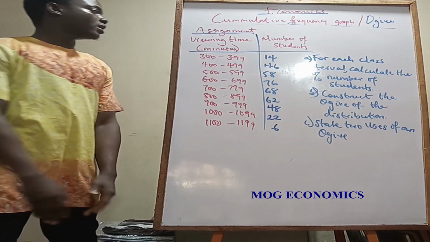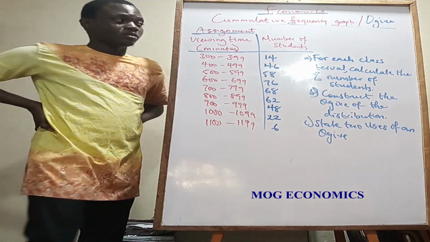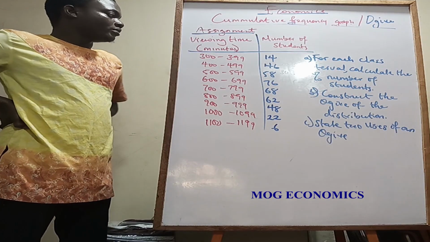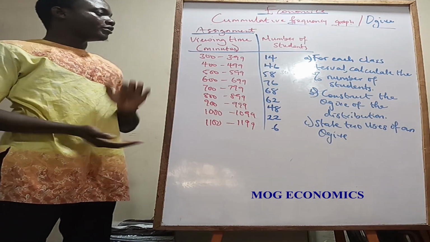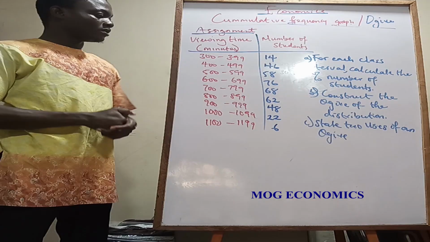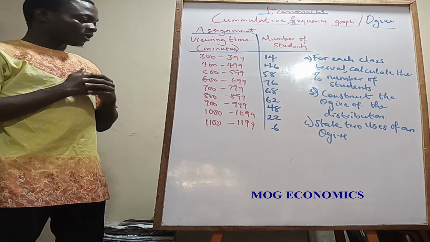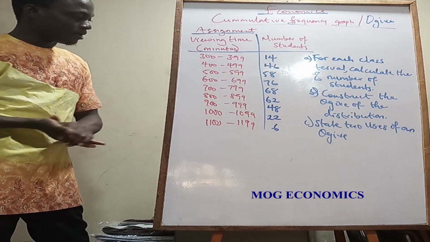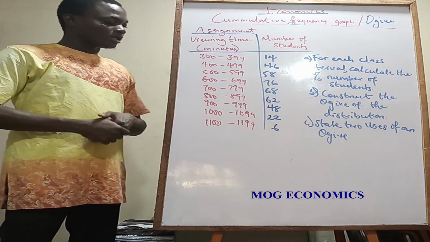The next thing we have to do now is an assignment. Here comes the assignment: viewing time in minutes and the number of students. Viewing time runs from 300 up to 1199 minutes. The frequencies are: 14, 46, 58, 76, 68, 62, 48, 22, and 6 students for the successive classes, ending with 1100 to 1199 minutes having 6 students.